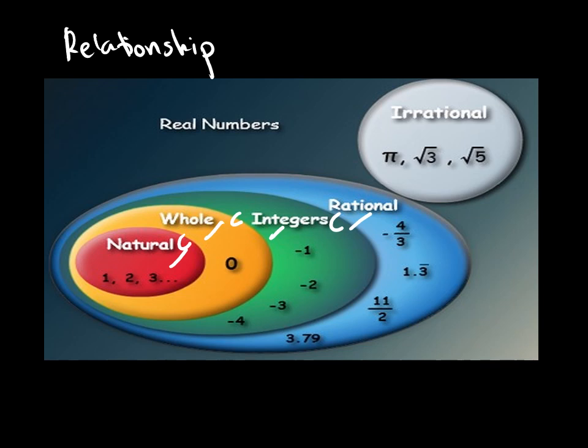And then irrational is the complement of the rational, and both of these make up the real numbers. Okay, so do you understand the relationships? Okay, we move on to the next part.